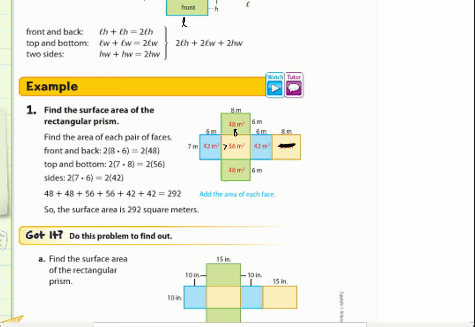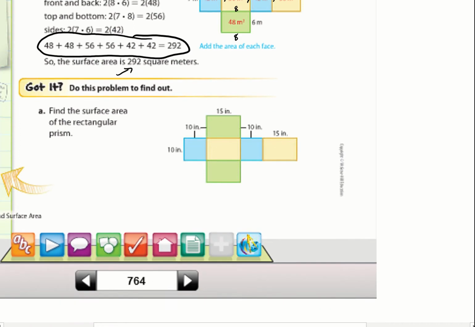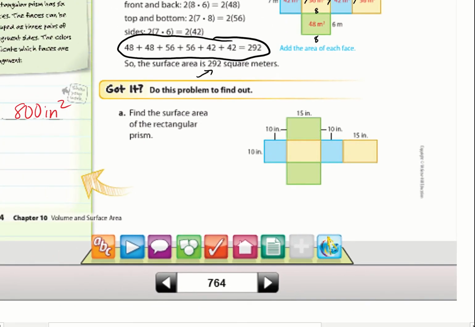And then on the bottom, if this is 8, that's going to be 8 here. 8 times 6 is 48. And then we have to remember this is 7. So 6 times 7 is 42. And it's going to be 7 again. So 8 times 7 equals 56. Now the next step I need to do is I need to take all my areas and add them together. So the surface area is going to be 292 square meters. So go ahead and try A.